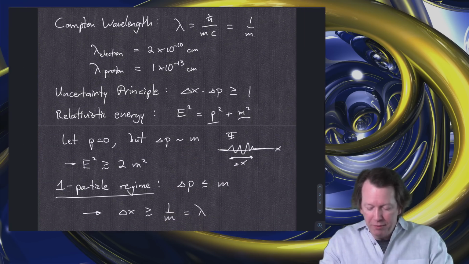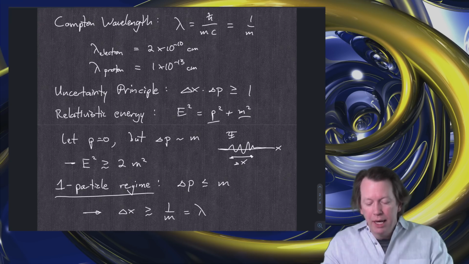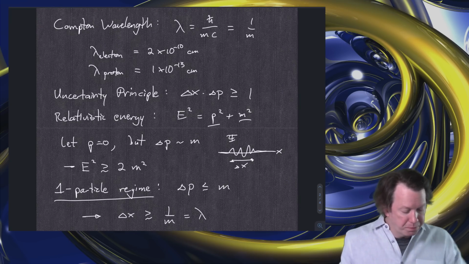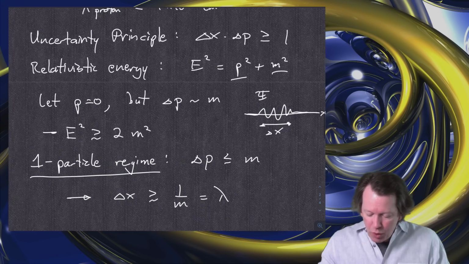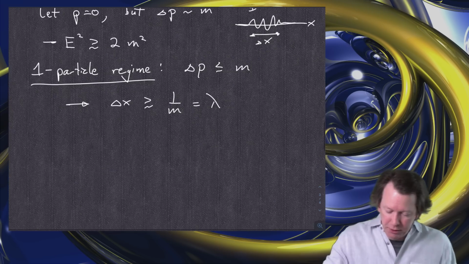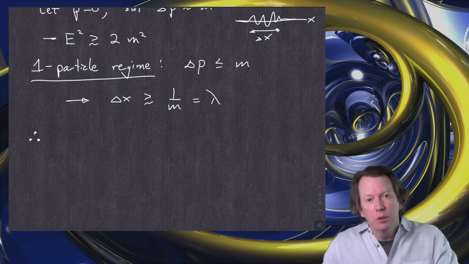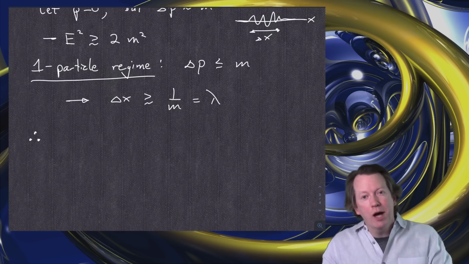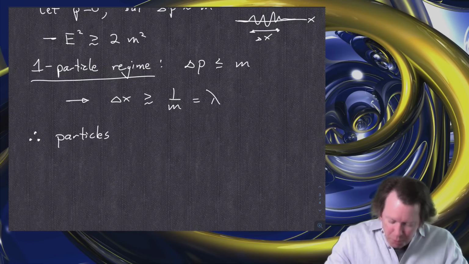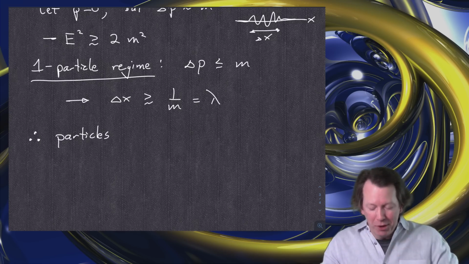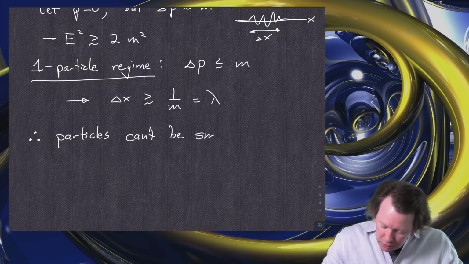There it is. The Compton wavelength, 1 over the mass, is basically how small the particle's wave function can be, so we're sure it really is just one particle. So, in other words, you can't make things out of individual particles with sizes smaller than their Compton wavelength. Individual particles that you would know and trust are really one particle at a time can't be smaller than the Compton wavelength.